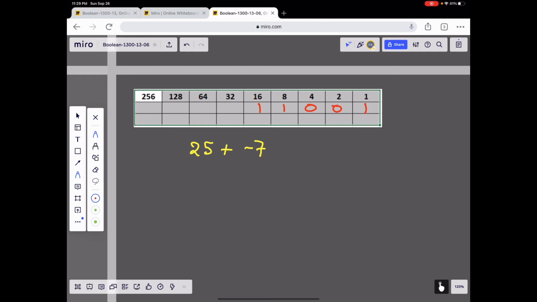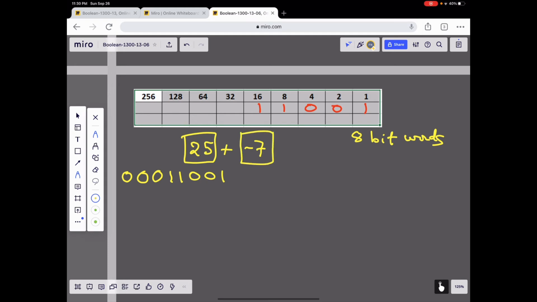So you write down 25 equal 1, 1, 0, 0, 1, but using 8-bit words, so we have to add 0, 3 more 0: 1, 2, 3, make it 8. All right, so this one is taken care of. Now 7, in order to do -7, you have to do 2's complement, and then you can combine together.